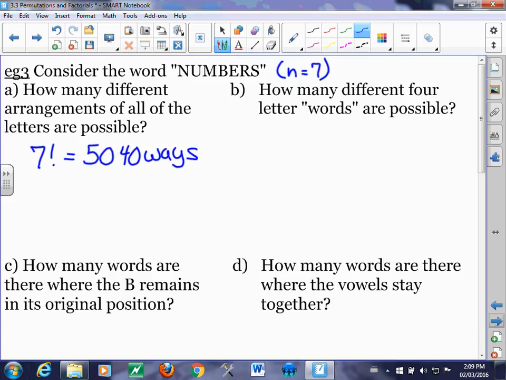That's one way you could have shown it to me. Or you could say, hey, we've got 7 letters and we want to use all 7 of them. That's going to be 5,040 ways.